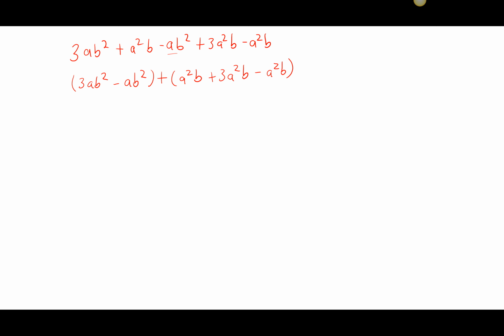Okay, just make sure you put your plus and minus where they go, okay? So 3 minus 1 is going to be 2ab squared, plus, this is just a 1 in front of it, so 1 plus 3 is 4, and 4 minus 1 is 3, so that's going to be 3a squared b, and that's our answer. Okay, so just group your like terms and then do your add and subtraction.